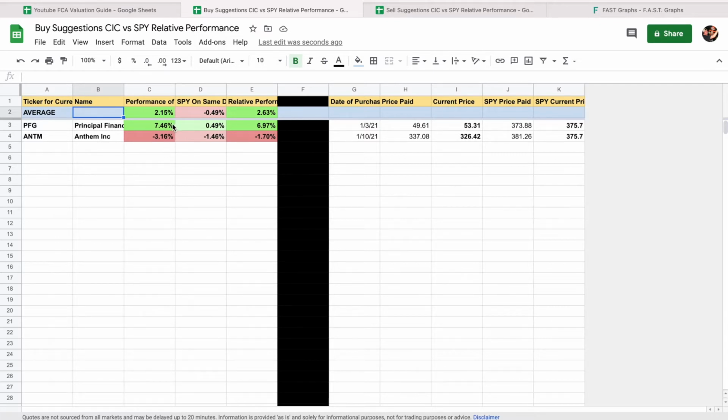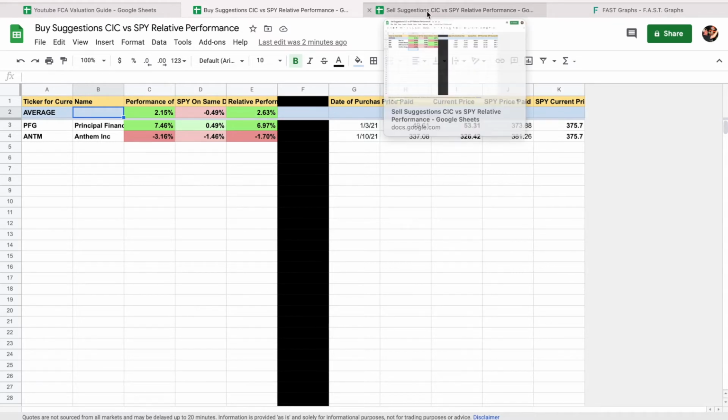So here we see Principal is up over 7%, while Anthem this past week was down 3%. So the overall performance of these two ideas is 2.5%. If you invested in the S&P 500 index on the same date, you would have lost about 0.5%. So these two buy picks are outperforming the index on average by about 2.6% or 263 basis points.